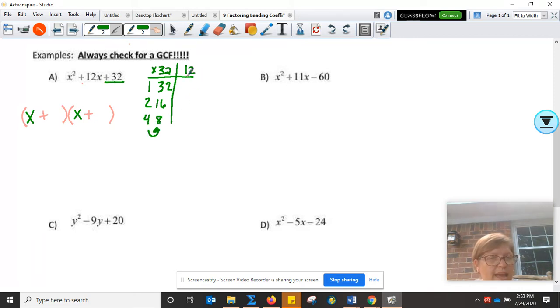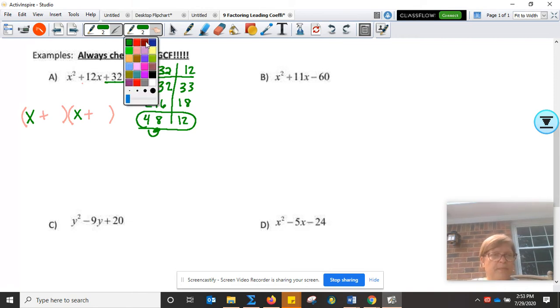Okay, so we want to add up to give us 12. No, that's going to give us 33. That's going to give us 18, and that will give us 12. So what we're going to fill in our blanks are going to be 4 and 8. So our answer will be x plus 4 and x plus 8. And that's your final answer.